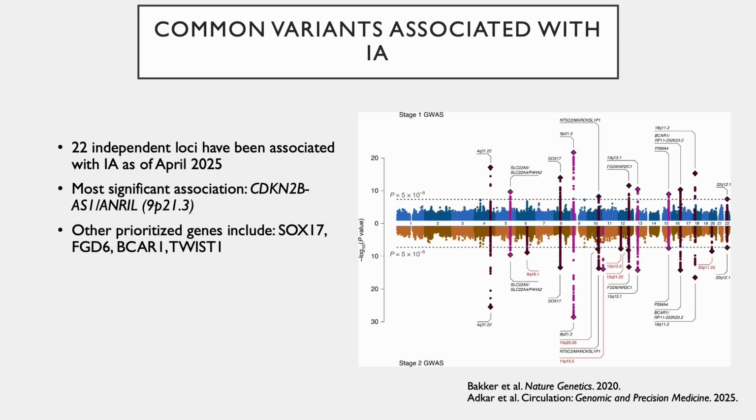Others include BCAR1, which encodes a mechanical stress sensor, and TWIST1, which encodes a transcription factor involved in the regulation of smooth muscle cells.